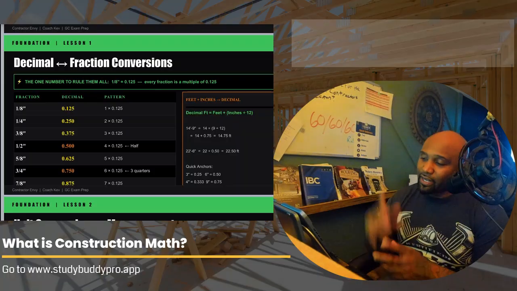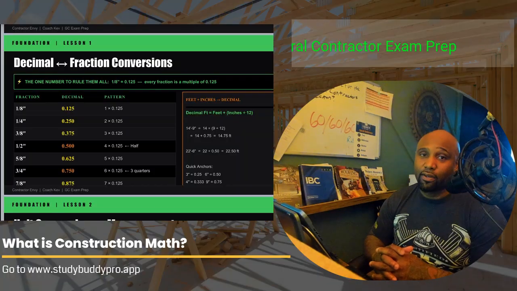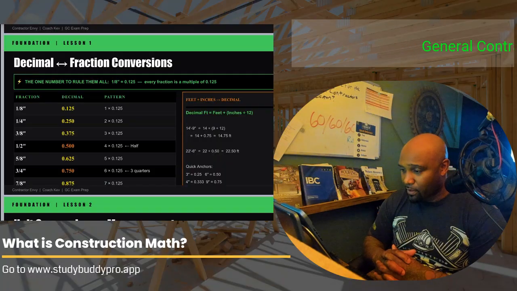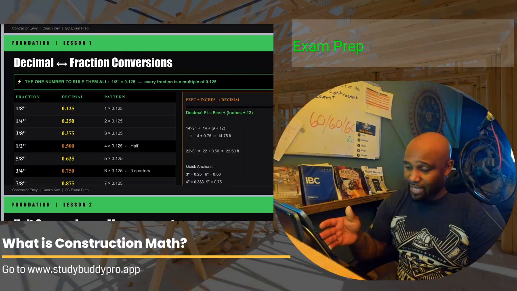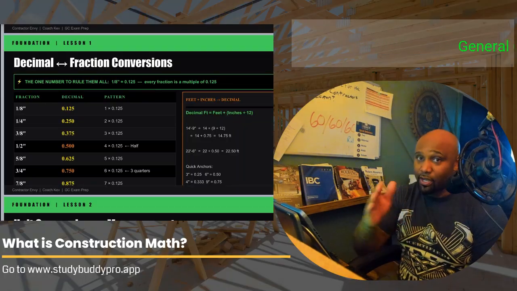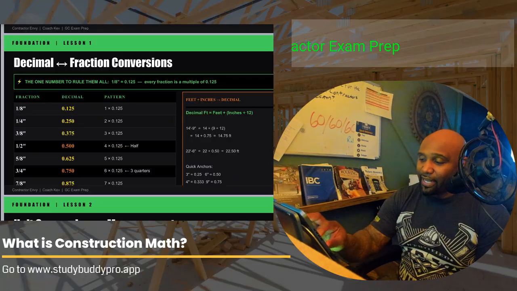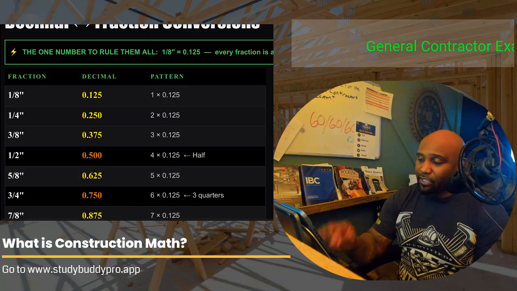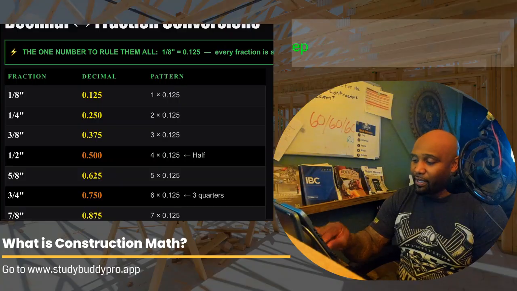So here, the number one rule to them all is an eighth of an inch equals 0.125 hundredths of a foot. Or of an inch in this case, that we're looking at inches. I'm sorry about that. So an eighth of an inch, as you can see, is 0.125. Quarter of an inch is 0.250. 3/8 of an inch is 0.375. Half an inch is 0.50.